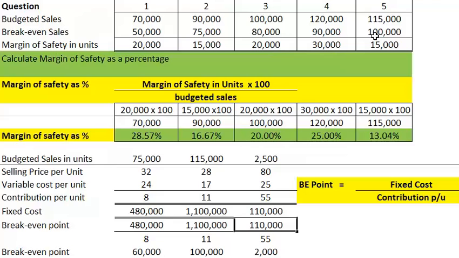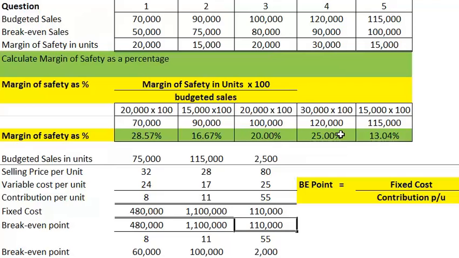In question 5, budgeted sales were 115,000. We deduct break-even sales of 100,000 units. We arrive at margin of safety in units of 15,000. 15,000 margin of safety units divided by budgeted sales of 115,000 multiplied by 100. Margin of safety is 13.04%, which means sales can drop below budgeted figure by 13.04% before any loss is made.